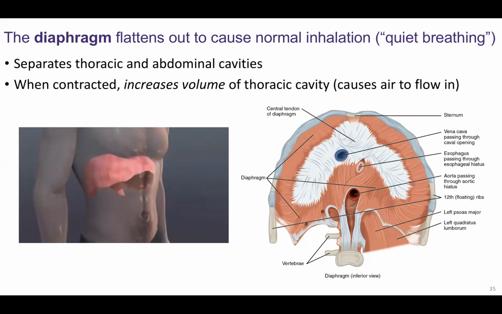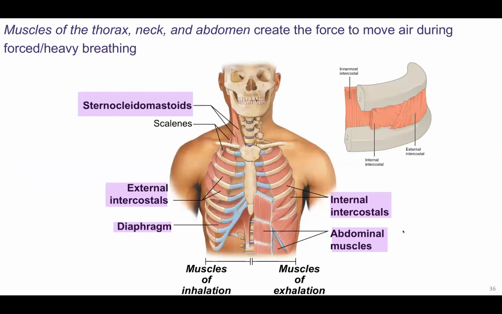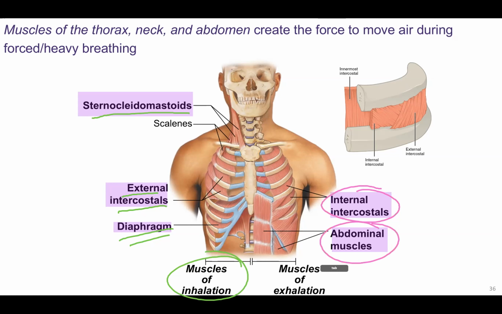If you want to forcefully inhale, forcefully exhale, recall that we can use sternocleidomastoids, external intercostals, and diaphragm to breathe in, also scalenes, but we didn't discuss that. And then to breathe out, you can use the internal intercostals and rectus abdominis, external oblique, internal oblique, transverse abdominis, the abdominal muscles.